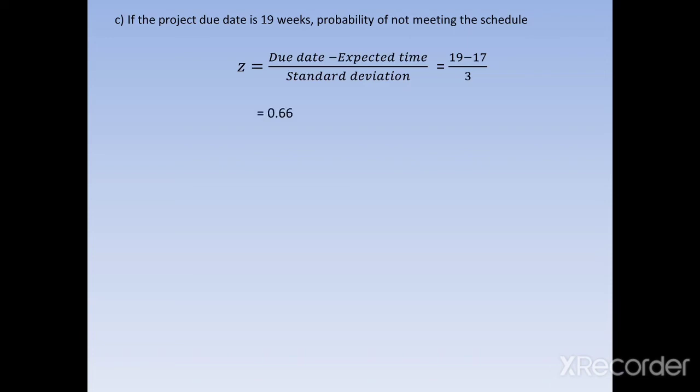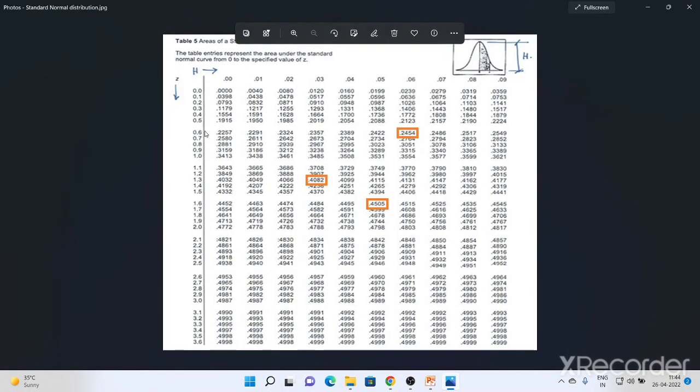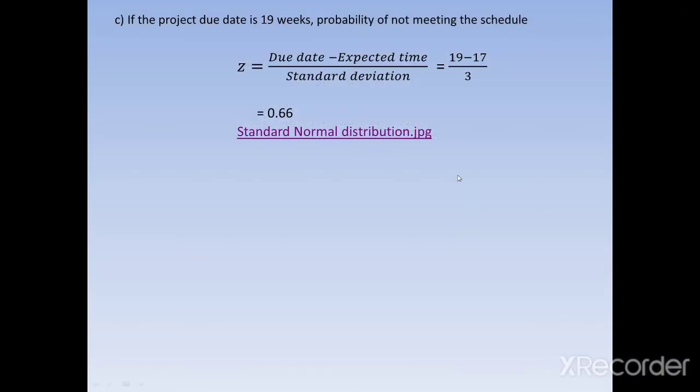So how to find this? We need to calculate z again. This due date 19 minus 17, divided by 3, comes to 0.66. So by using the normal distribution chart, see this is 0.6, and from this side 0.06, the area under the curve is 0.2454.